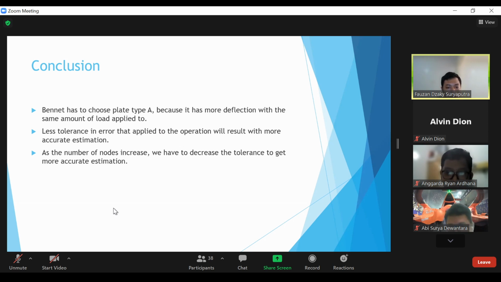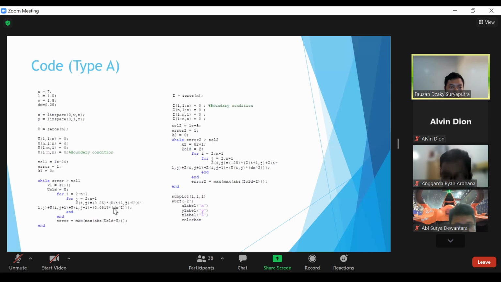In this presentation, we will show an example of the same simulation, but with more nodes, at the end of the presentation. Here's the code.